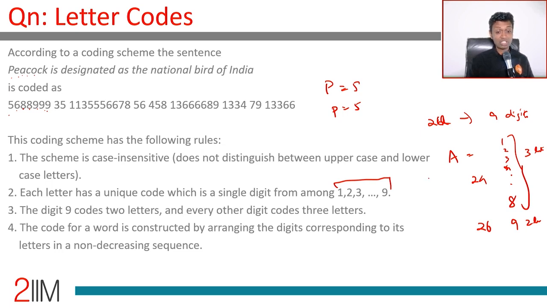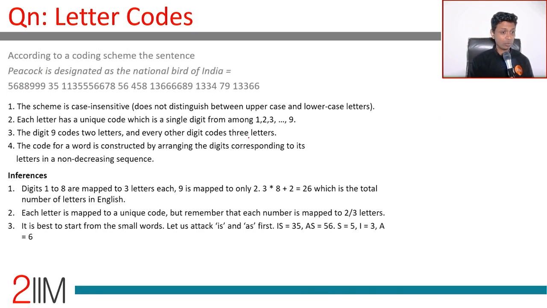The code for a word is constructed by arranging the digits corresponding to its letters in a non-decreasing sequence. Oh, wonderful. This is a very interesting criteria. So if you're told peacock is this, it doesn't mean that P is 5 and E is 6 and A is 8. It doesn't work like that. We write down all the numbers for peacock and then we arrange them in non-decreasing order, ascending order effectively, but with equal numbers put together. So it is 5, 6, 8, 8, 9, 9, 9. Right, wonderful. And then we answer a bunch of questions following that.